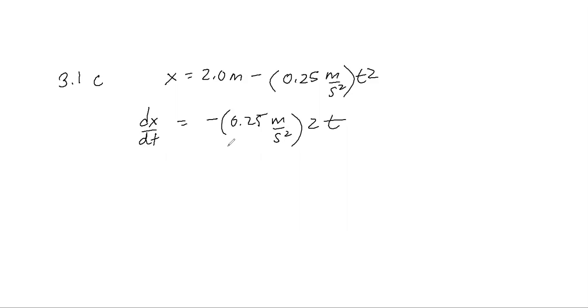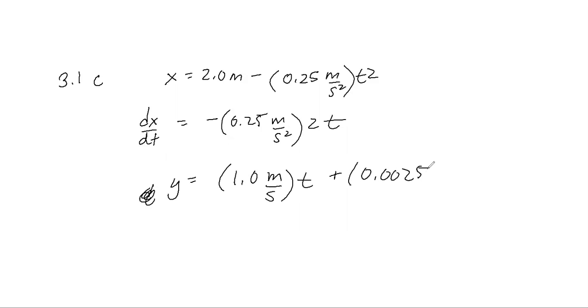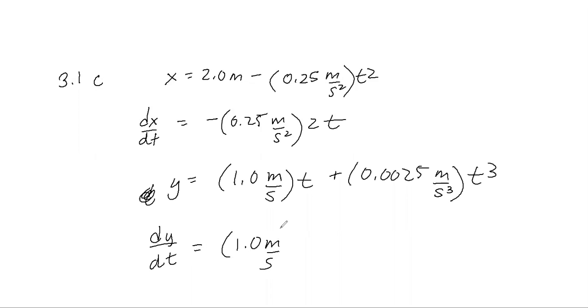And let's see, what was y? y equals 1.0 meters per second times t plus 0.0025 meters per second cubed times t cubed. And for y, we're going to get dy/dt equals 1.0 meters per second plus 0.0025 meters per second cubed times 3 times t squared.